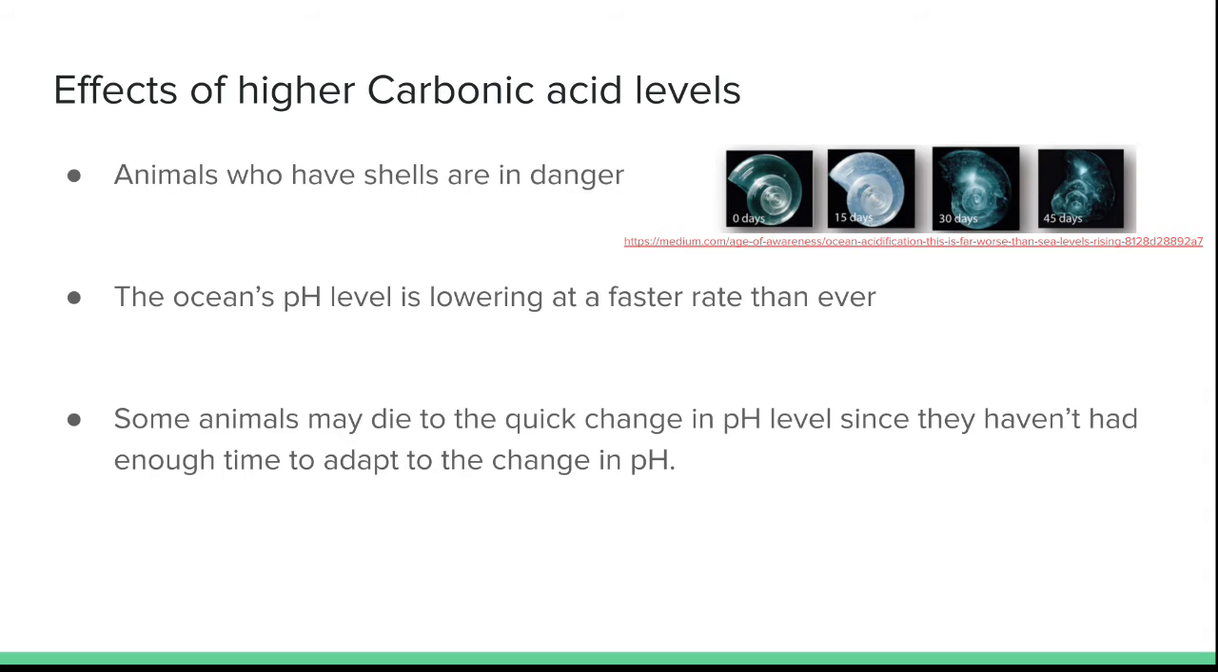The other two effects are the ocean's pH level is lowering at a faster rate than ever, and some animals may die due to this quick change in pH level since they haven't had enough time to adapt to the change in pH. Since the start of the Industrial Revolution, the pH of the ocean has fallen by 0.1. As the pH scale is a logarithmic scale like the Richter scale, a decrease of 0.1 pH means a 25% increase in the acidity of the oceans.